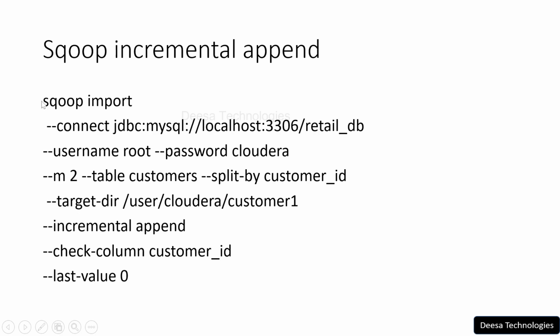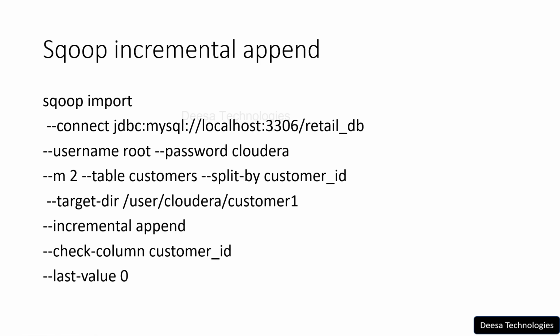Like we start with Sqoop import. We have the connect identifier. So you give the username, you give the password, the number of mappers, the table names, the split by. We give the target. So then the last three are the options which are different. So one is incremental append. So this signifies that we want to do an incremental append.